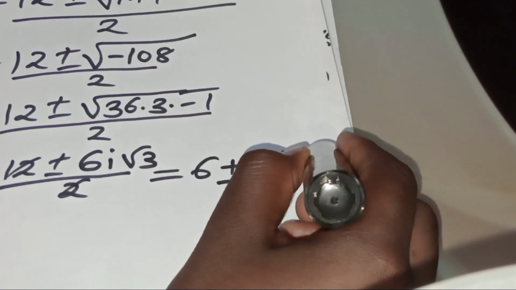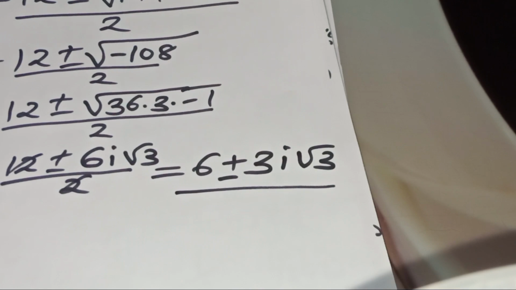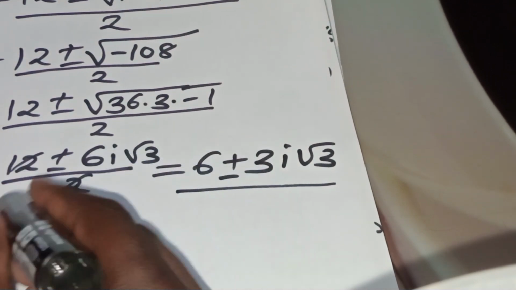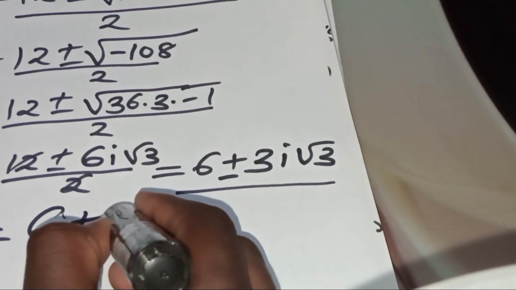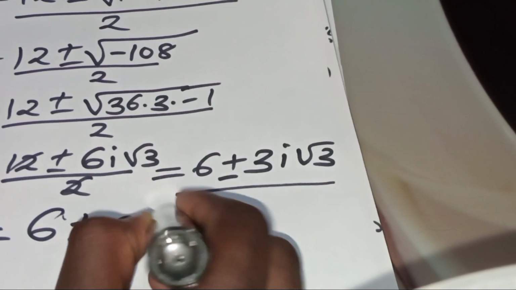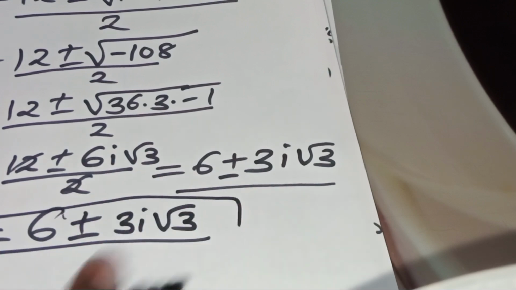3i square root of 3. So we have two complex roots here. That is 6 plus or minus 3i square root of 3. Okay, so these are the two complex roots.